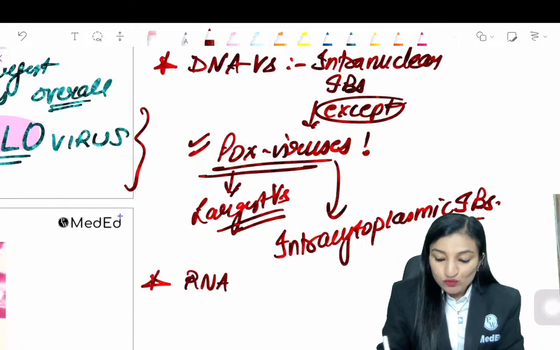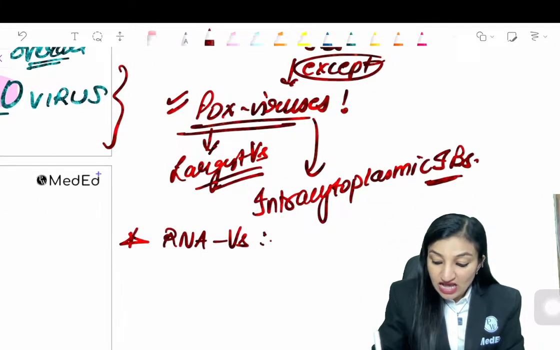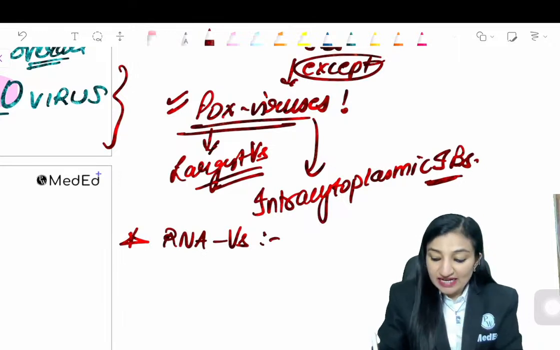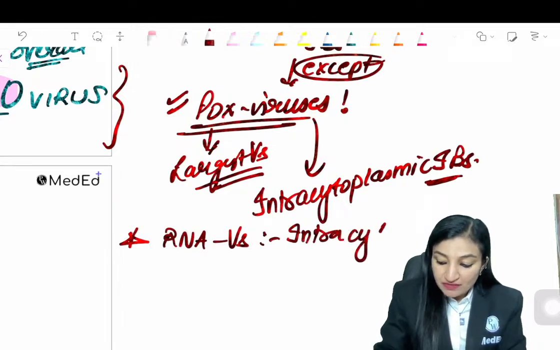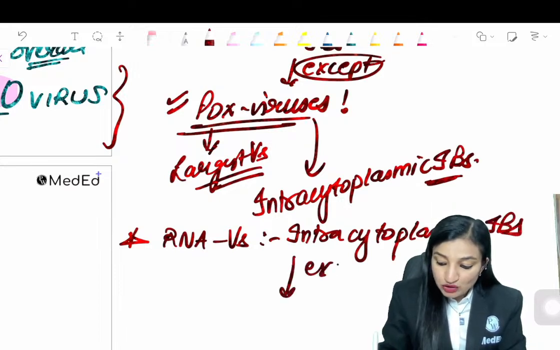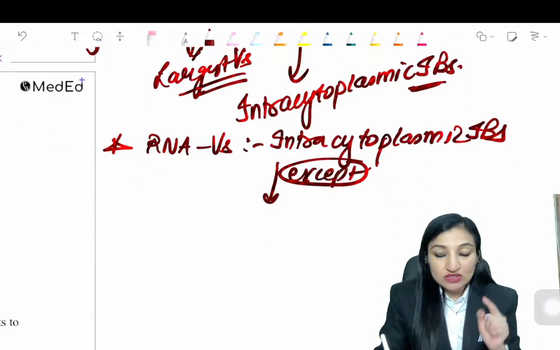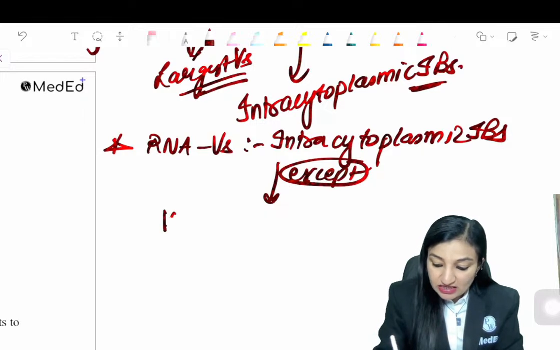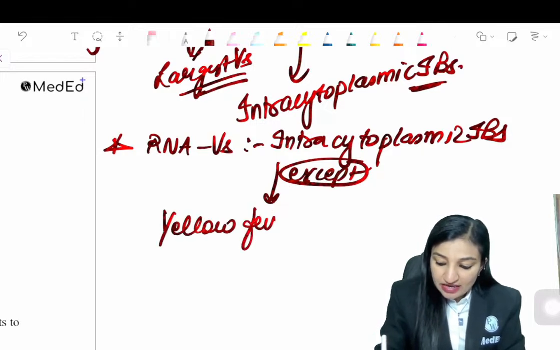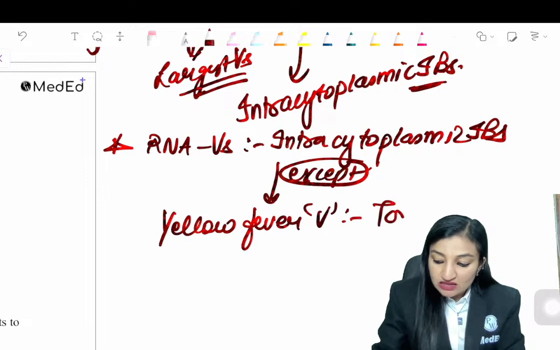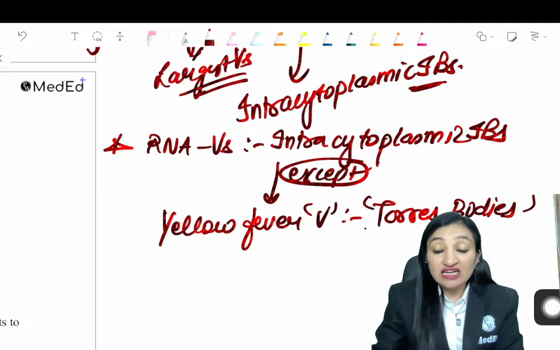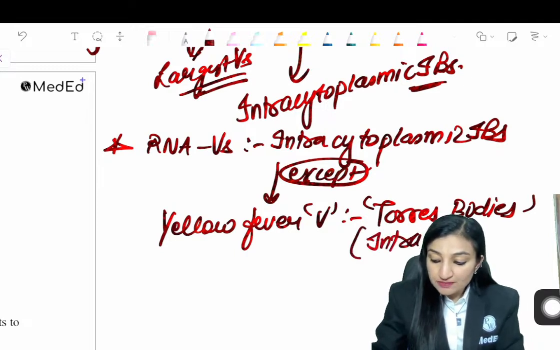Then the second rule is RNA viruses. RNA viruses usually multiply in the cytoplasm, so they generally produce intracytoplasmic inclusion bodies. The exception, and this again is a question, is which RNA virus produces intranuclear inclusion bodies. It is yellow fever virus. Yellow fever virus produces the inclusion bodies, namely Torres bodies, in the hepatocytes. These are intranuclear inclusion bodies.